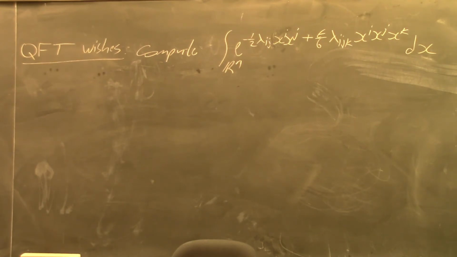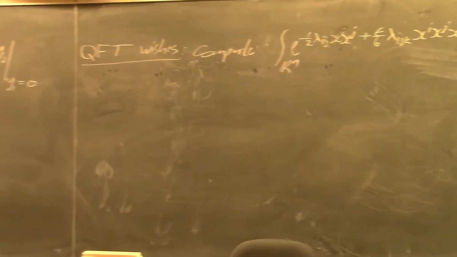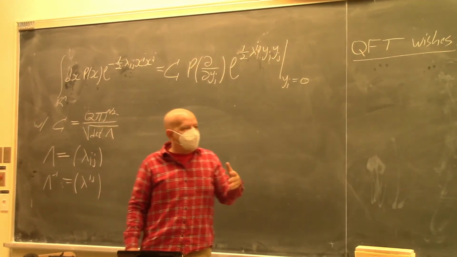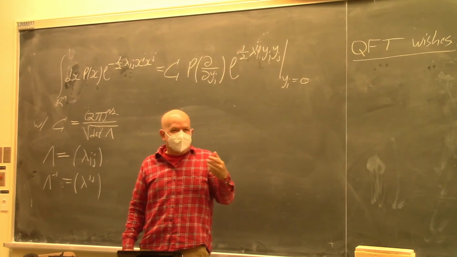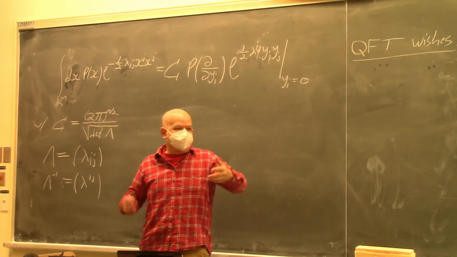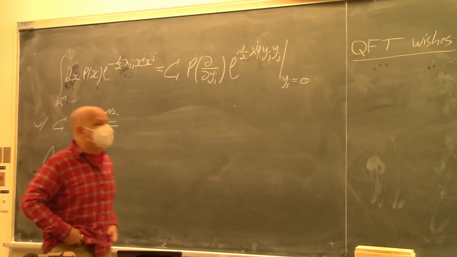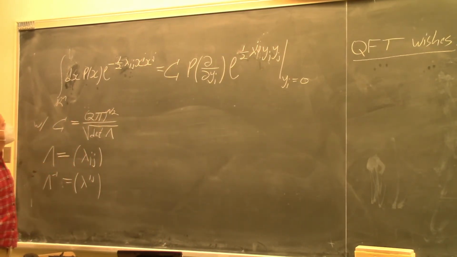If you want to compute the integral on R to the n of a polynomial in x times the exponential of a quadratic form, let me remind you the definitions. Lambda ij is a symmetric matrix. It better be positive definite for this integral to be convergent. But in fact, we compute things algebraically, and convergence is not terribly significant, because the idea is to derive formulas and then copy them to other contexts in which convergence doesn't even make sense. The idea is to copy the formulas and see if they work in other contexts.